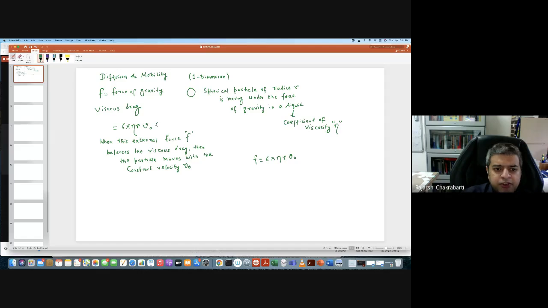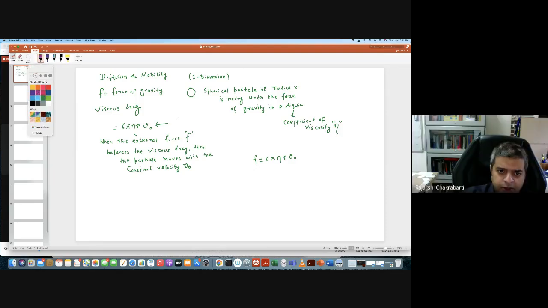Okay, and this relation, that viscous drag is equal to 6 pi eta r v, has a name. How many of you know this? Stokes relation? Yeah, it's called Stokes law. For a spherical particle, it is like this. Essentially it gives you v0.